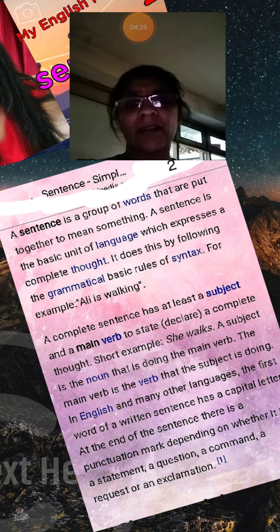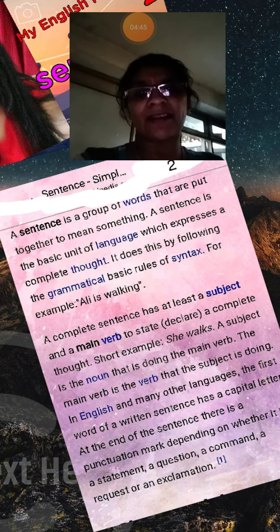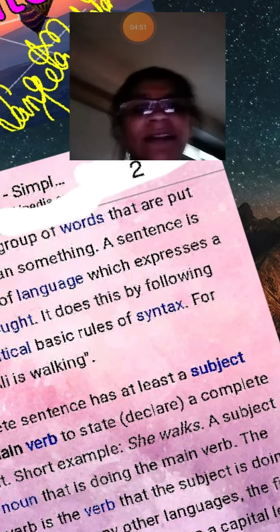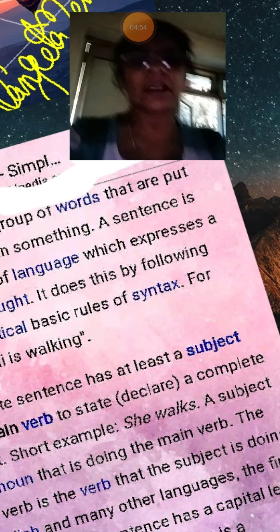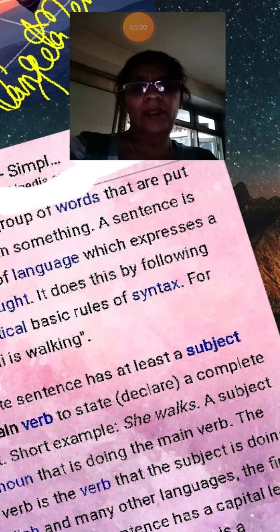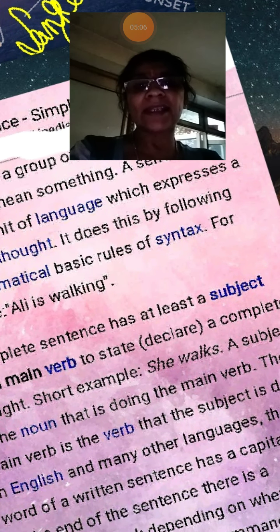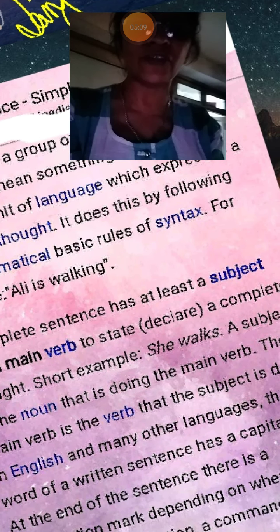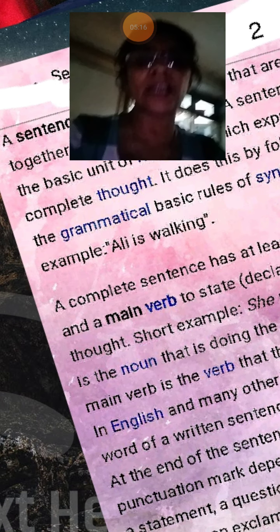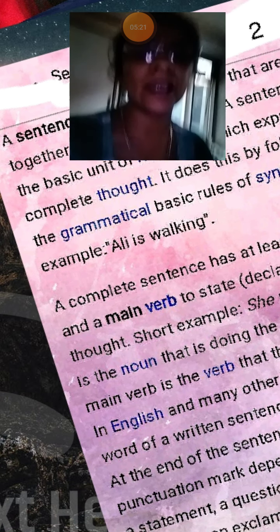A sentence is the basic unit of language which expresses a complete thought. It does this by following the basic rules of syntax. For example, Ali is walking.